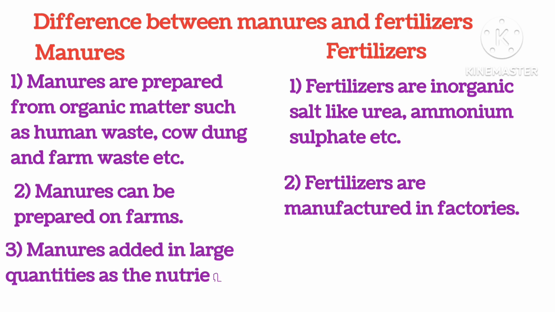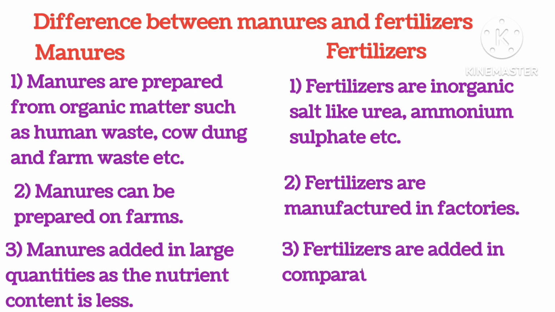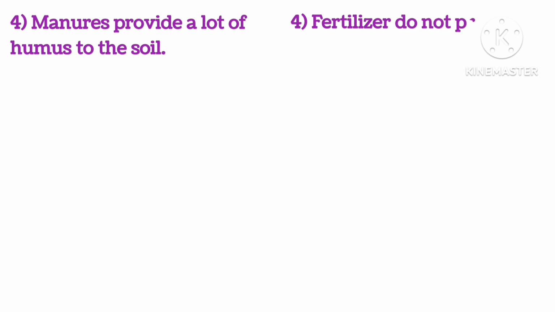Manures are added in large quantities as their nutrient content is less. Fertilizers are added in comparatively smaller quantities. Fourth, manures provide a lot of humus to the soil. Fertilizers do not provide any humus to the soil.